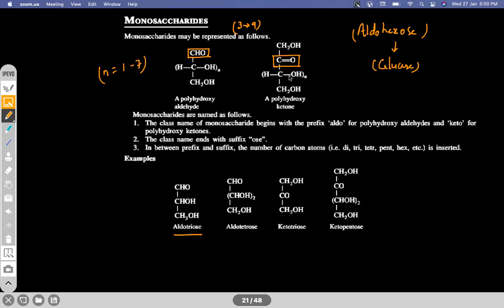Similarly, when you have ketone as the primary functional group, then ketotriose, ketotetrose, ketopentose, like that. Okay, so if N is equal to 0 here, it is ketotriose. N value could be here from 0 to 6. If it is 0, ketotriose, it is 1, ketotetrose, it is 2, ketopentose, okay, it is 3, N value 3, ketohexose, and ketohexose is nothing but fructose.